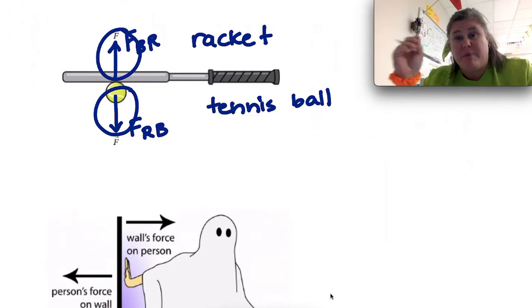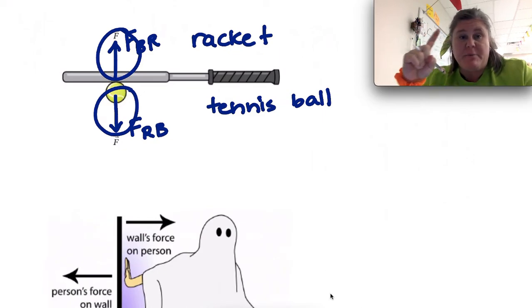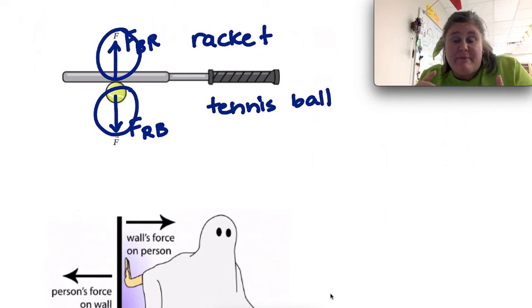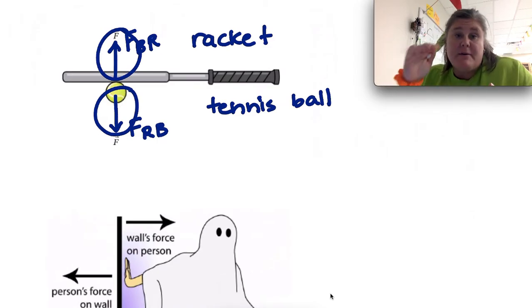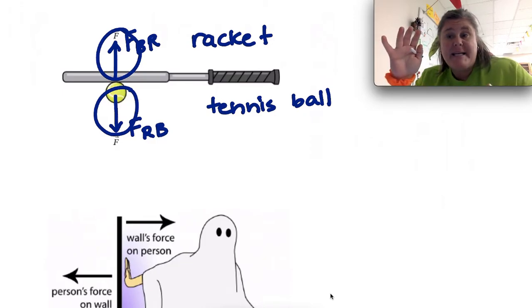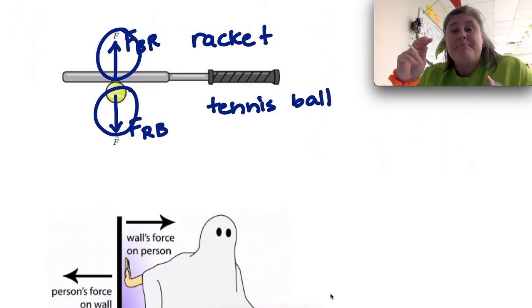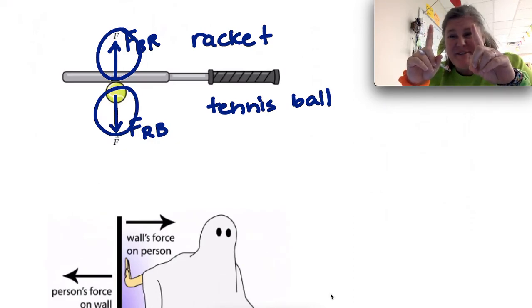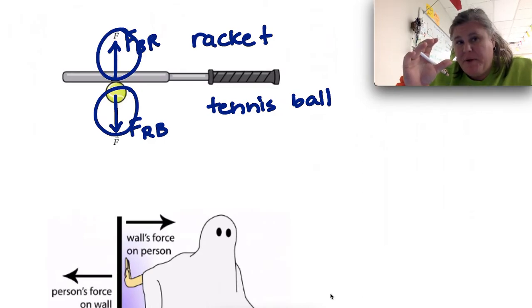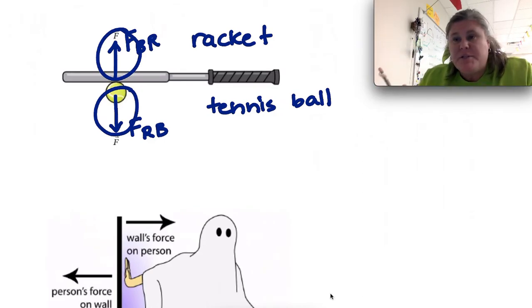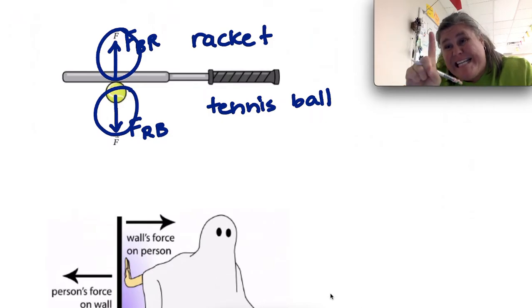Okay, two objects, racket, tennis ball. The forces are equal and opposite. They're the same type of force because the force of the racket on the ball is an applied force, and the force of the ball on the racket is an applied force. Okay? The big one here that students always get confused with is they don't balance each other out. So here, these are two different forces on two different objects. When we're talking about forces balancing out, we're looking at the forces on a single object.